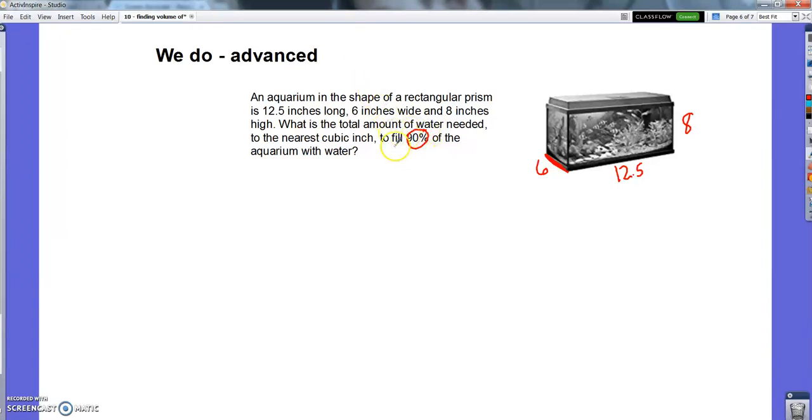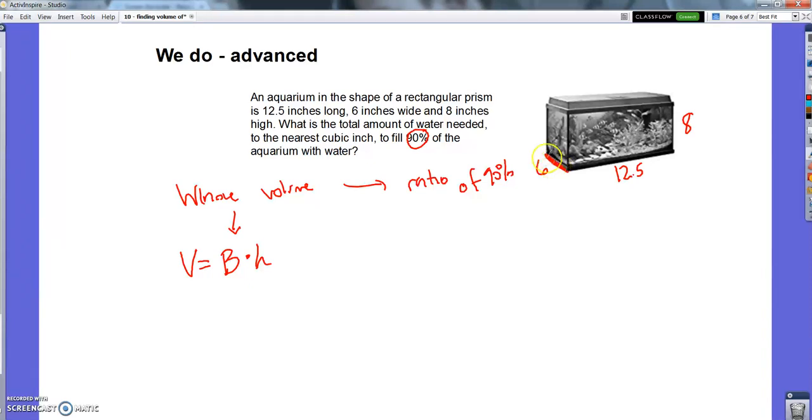If you want to pause and work this out on your own and see how I do it after, go ahead. Or you can do it along with me. So what I'm going to do is find the whole volume, and then I'm going to use a ratio of 90% of that. Finding the whole volume should be easy since it's a rectangular prism. The volume is the area of the base times the height.